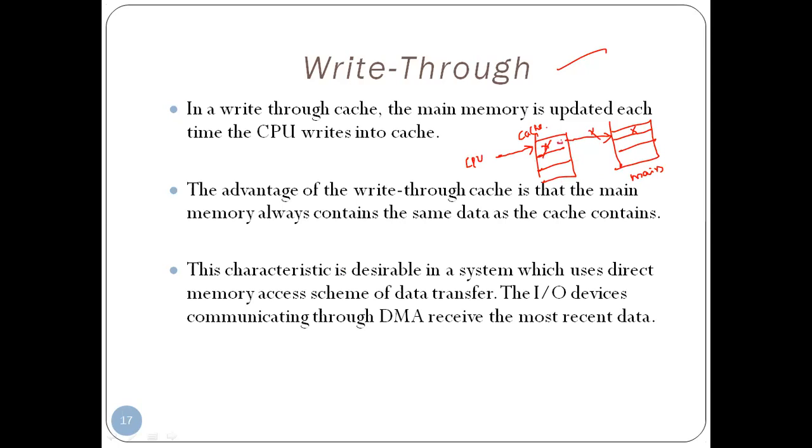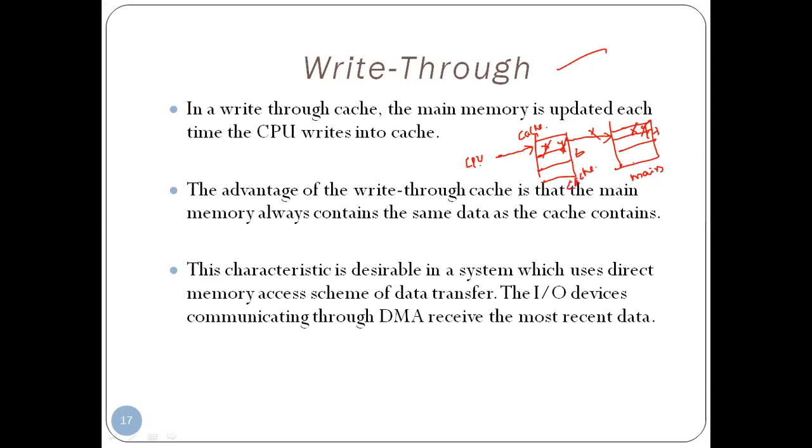Suppose it has been modified to Y. In main memory also it is modified to Y. If it is modified to Z, in main memory also it is modified to Z. So whenever the CPU updates the cache memory, then and there itself the main memory also gets an update. That is write through. The advantage is that main memory always contains the same data as the cache memory. So that is the main advantage.